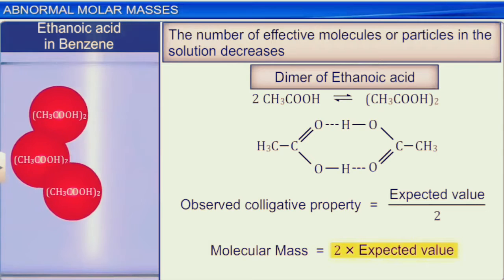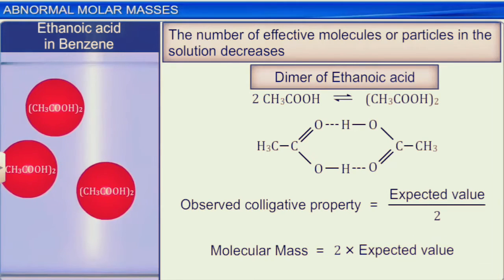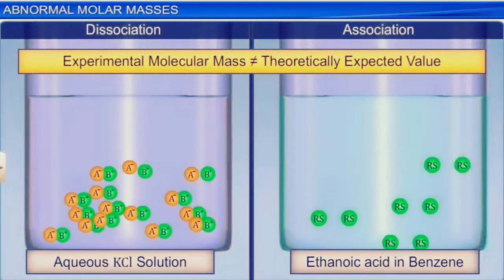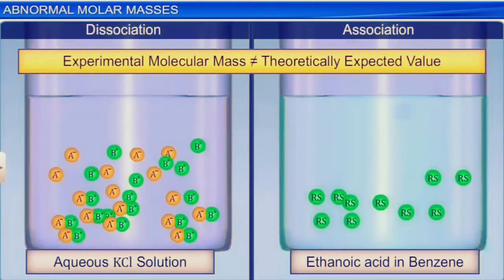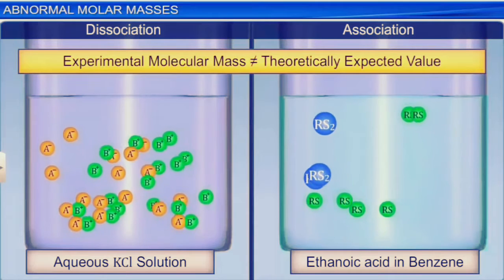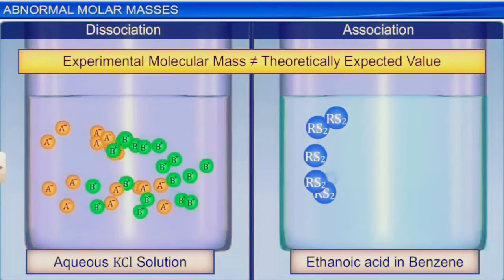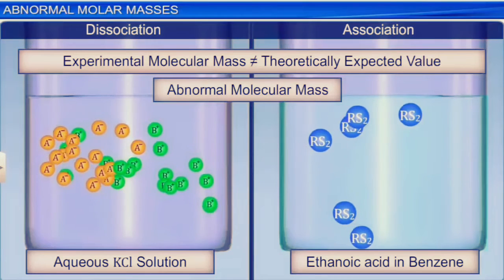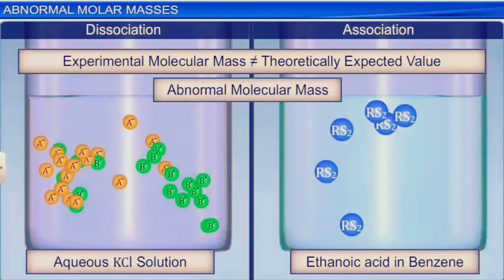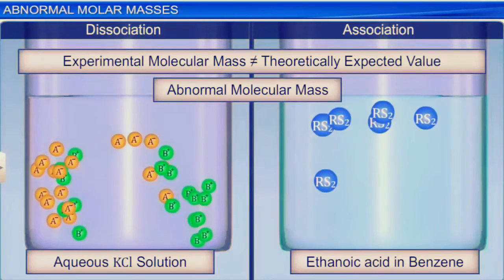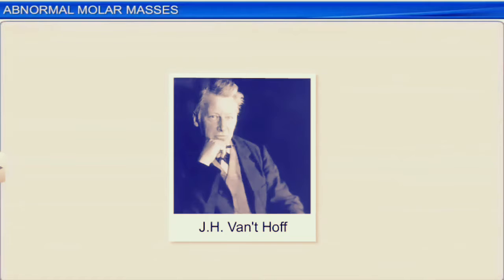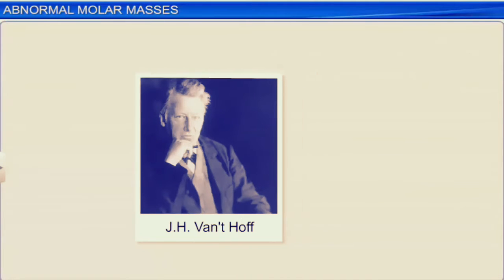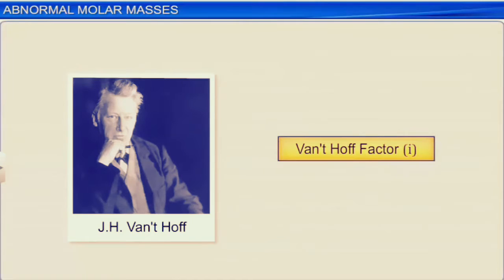When the molecular mass of a substance, as determined by studying any of the colligative properties, comes out to be different than the theoretically expected value, the substance is said to show abnormal molecular mass. In order to account for all such abnormalities, Dutch chemist J. H. van 't Hoff, in the year 1880, introduced a factor, i, known as van 't Hoff's factor, which represents the extent of association or dissociation of a solute.